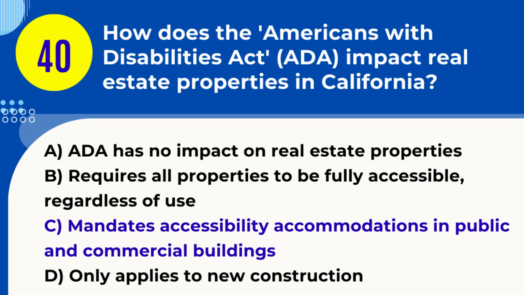Answer: C. Mandates accessibility accommodations in public and commercial buildings. Explanation: The Americans with Disabilities Act, ADA, significantly impacts real estate properties in California by mandating accessibility accommodations in public and commercial buildings. This includes providing access for individuals with disabilities and ensuring compliance with ADA standards.